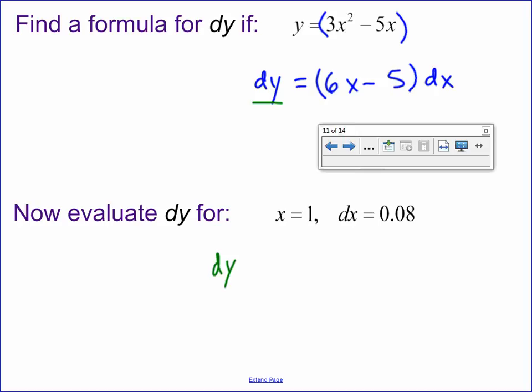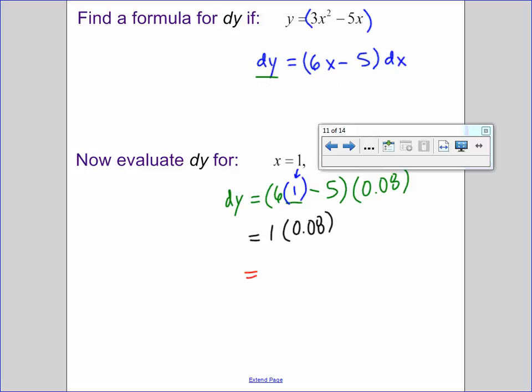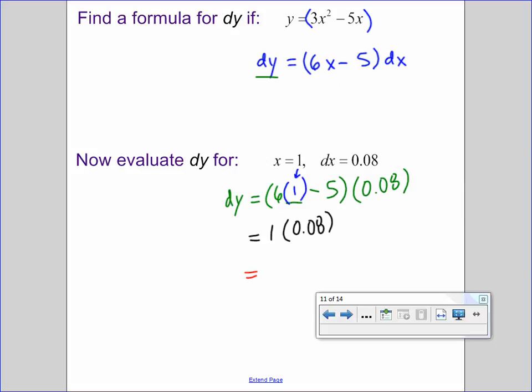So I anticipate the change in y based on the instantaneous rate of change at x equals 1 to be given by 6 times 1 minus 5 times dx, the anticipated change. I'll simply put in 1 for the x value. So I do 6 times 1 is 6, minus 5 is 1, times 0.08. So if I stepped over from x equals 1 on my parabola, 3x squared minus 5x, if I stepped over 0.08 x units, I anticipate my y units to also change by 0.08.